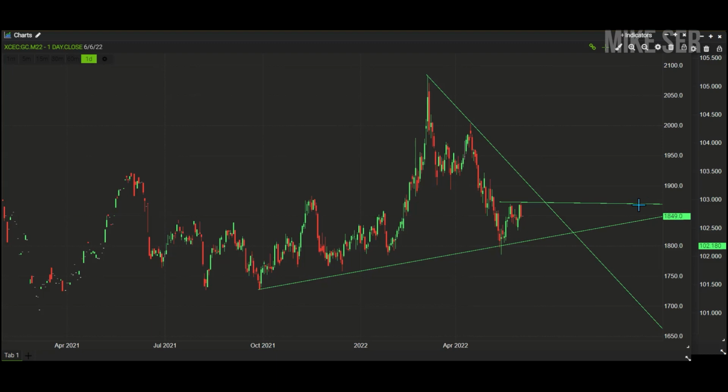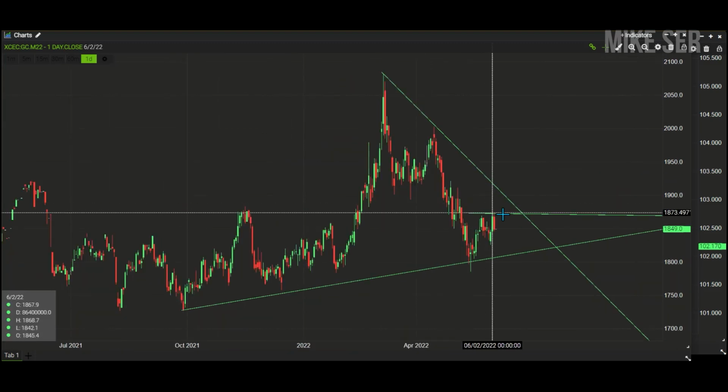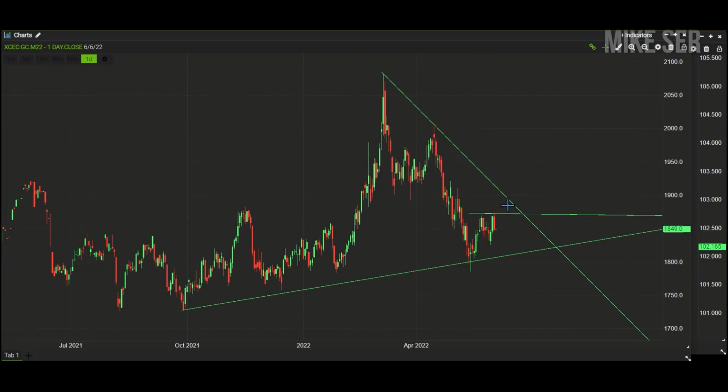So it's basically probably around 1870, just in between 1850 and 1900. Now, there's a resistance level here. If it can break this, then it has a chance to go higher.